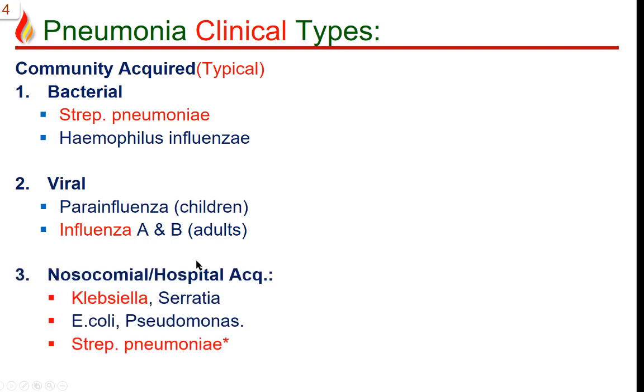Now, hospital acquired, that is pneumonia developing in an otherwise diseased person or very young age or very elderly age. These pneumonias are characterized by gram-negative bacteria: Klebsiella, Serratia, E. coli, Pseudomonas. But it can also be caused by Streptococcus pneumoniae, but gram-negative bacteria are more common.